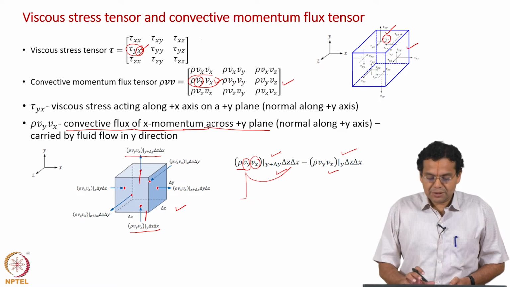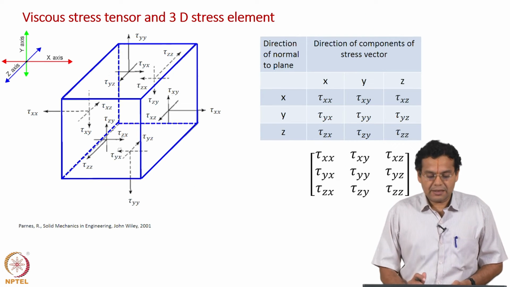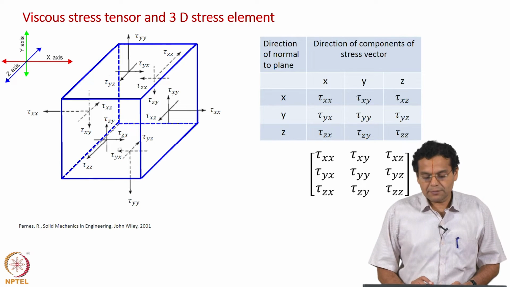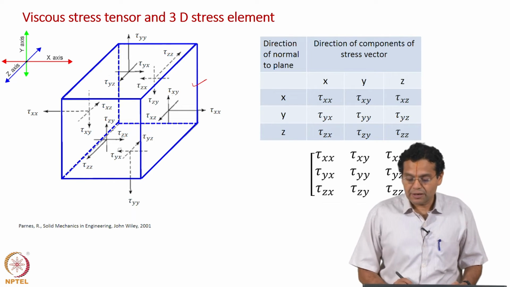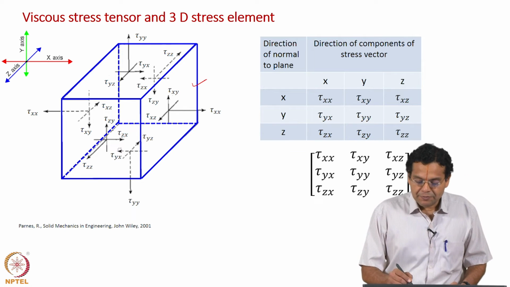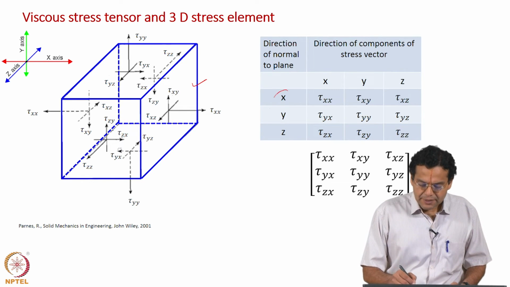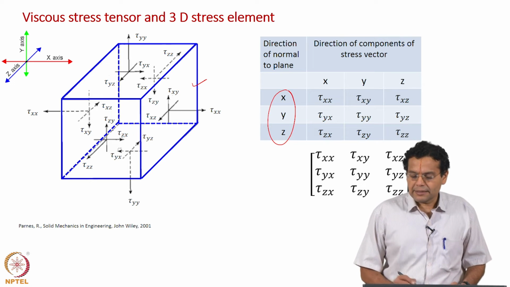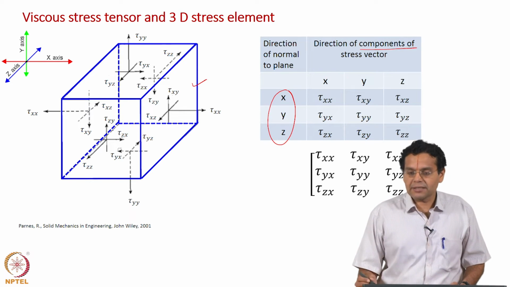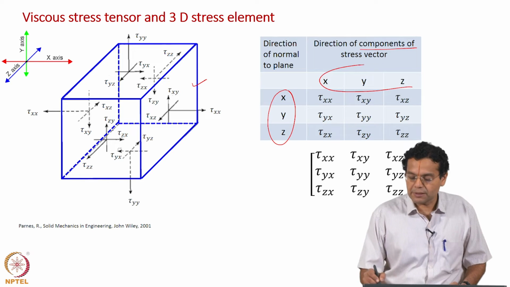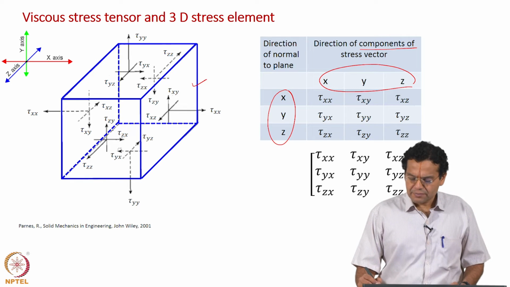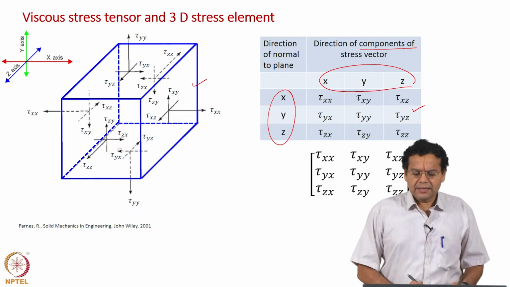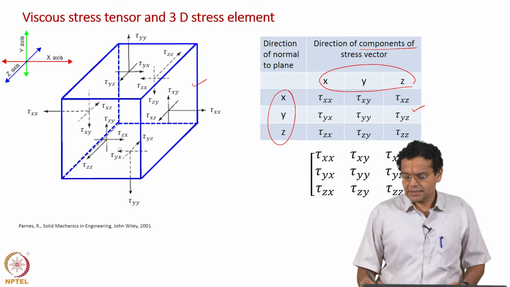So, these are shown on a slightly magnified scale, not many new concepts here. The viscous stress tensor is shown in a more magnified way as a 3D stress element. This slide emphasizes the direction. We said the two directions are there, the direction of the normal to the plane and the direction of the components of the stress vector, or the direction of the force. So, three directions for normal and three directions for force give you 9 components of the viscous stress tensor, written here as a matrix.